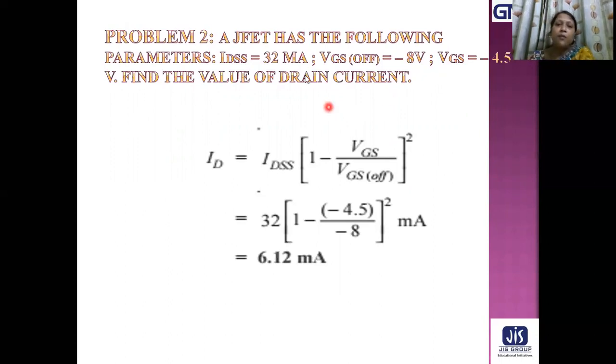This is another example. A JFET has the following parameters: IDSS 32 milliampere, VGS(off) minus 8 volt, VGS minus 4 volt. So find the value of drain current. Put the values here, you will find 6.12 milliampere.